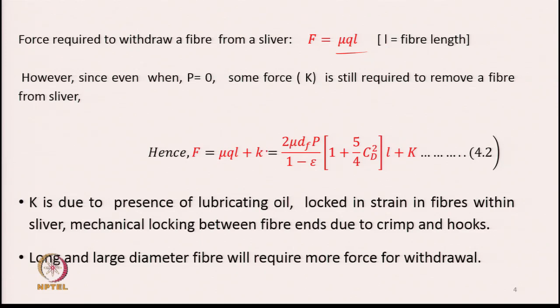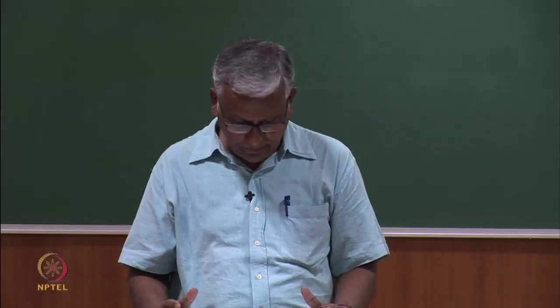If that force is k, let us say, then the force of withdrawal is going to be mu q L plus k, where k is the minimum force that I need to remove a fiber when there is no external pressure acting on the sliver. Therefore, in the full equation we should add the value of k. Now, we have to understand the origin of this k, why a little force is required to withdraw a fiber even when there is no transverse pressure on it.